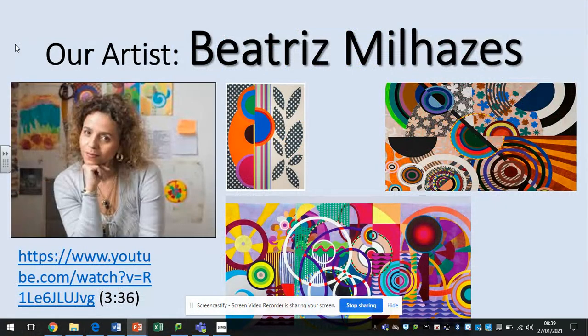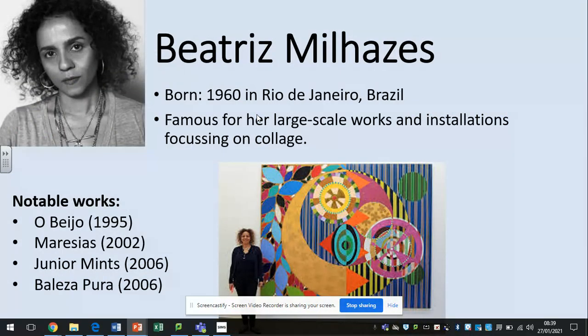So we're going to start off our art by having a focus on an artist, and in this case it's Beatrice Milhazes. Beatrice Milhazes was born in 1960 in Rio de Janeiro in Brazil. She's famous for her large-scale works and installations. She focuses on collage. Notable works that you could look up are O Video from 1995, Messias, my apologies for my pronunciation here, guys, 2002, Junior Mints, 2006, and Beleza Pura in 2006.